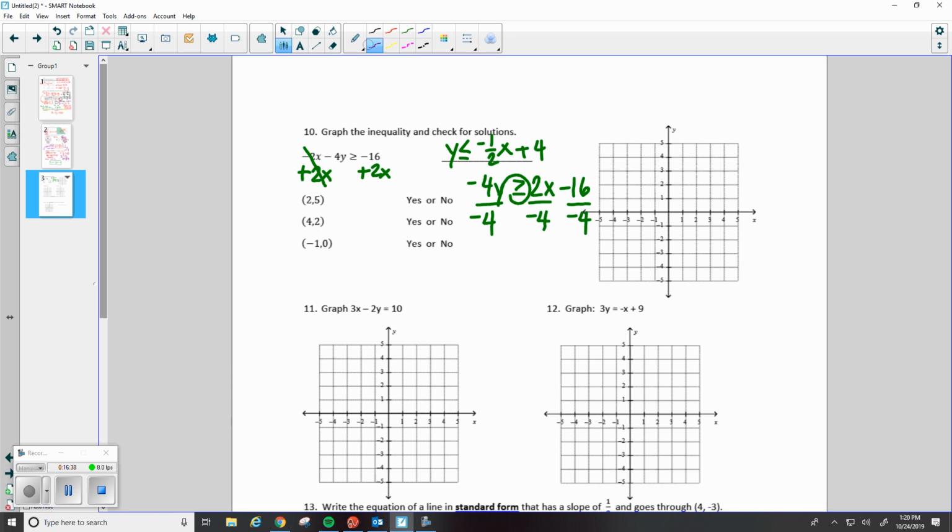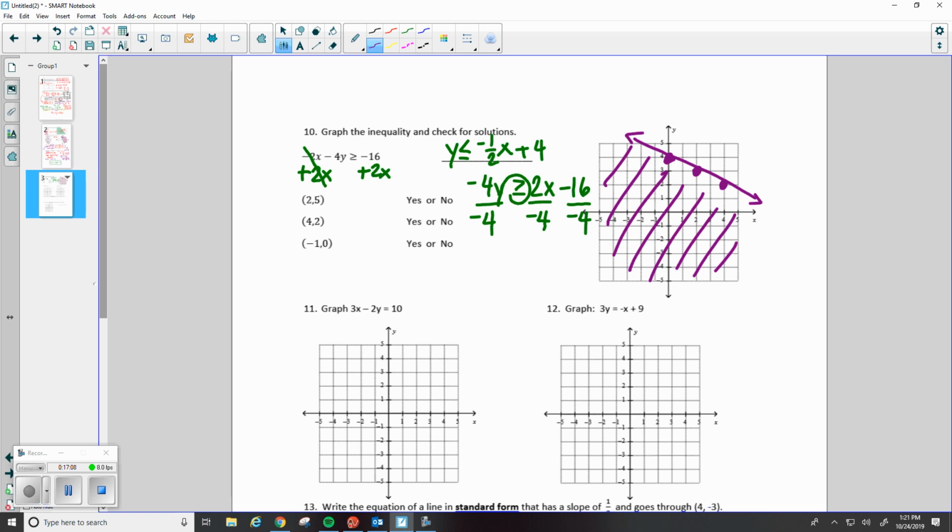So when I graph this, I'm going to go to positive 4 on my y-intercept. It's a negative slope, so that means it goes down. So down 1 over 2, down 1 over 2. The line is underneath the inequality, so that means it's equal to, so we're going to have a solid line. And then it says that I want to graph less than or equal to, so that's going to go below.